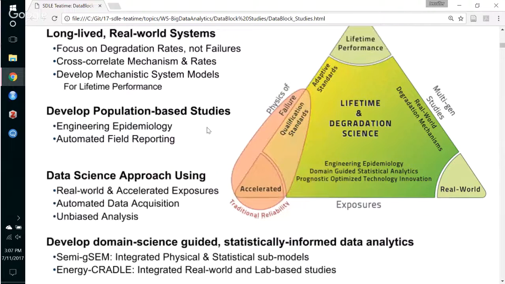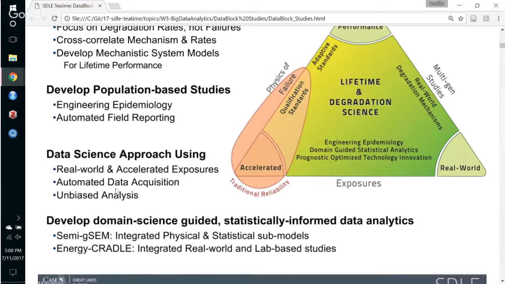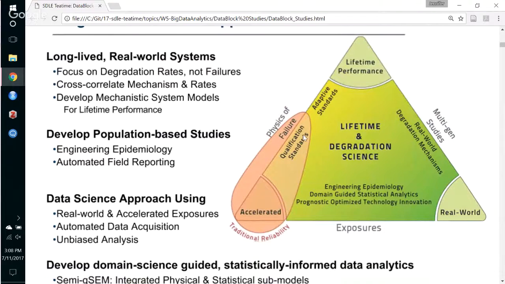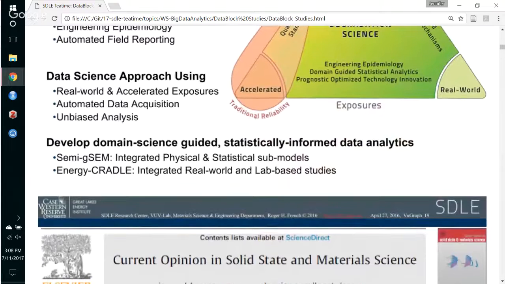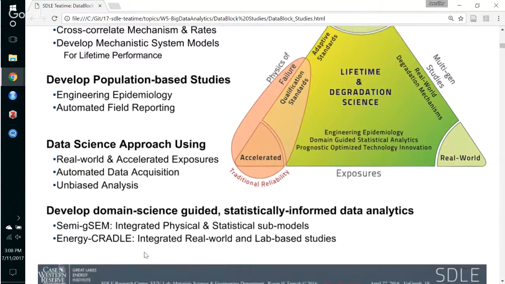The way this is done is very similar to epidemiology, where we have population-based studies incorporating very large numbers of samples under various conditions, and then correlating the results from those various studies. This works best with automated field reporting and automated data acquisition, in addition to field survey and things of that nature. And then those are correlated with accelerated exposures. So again, that's incorporating not just the traditional reliability, but also real world studies to then build models incorporating both types of studies that we can build in our own framework for data analysis and acquisition.